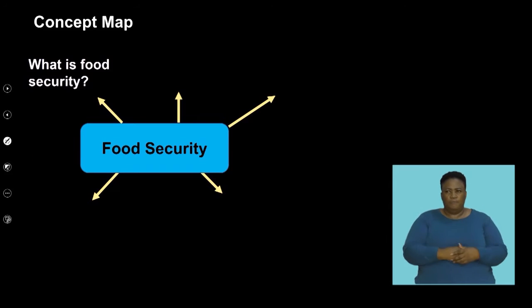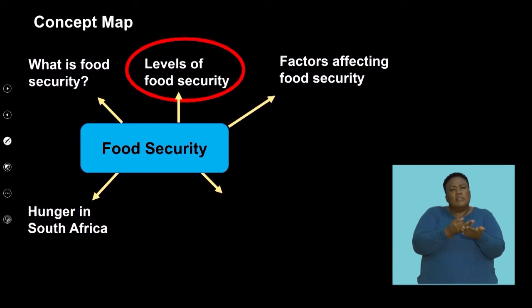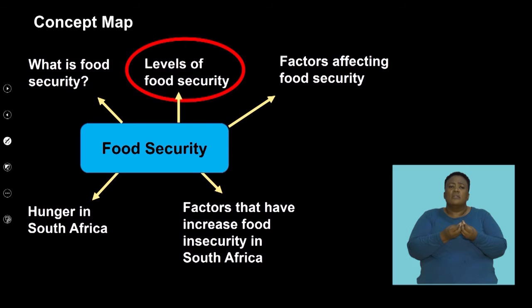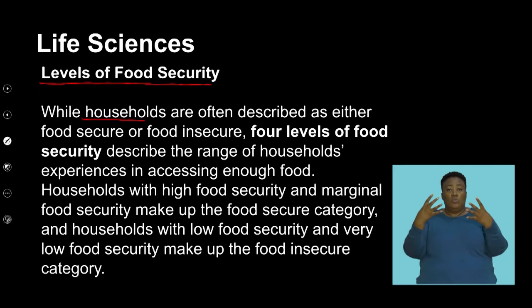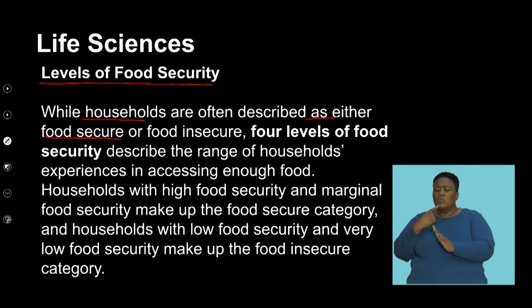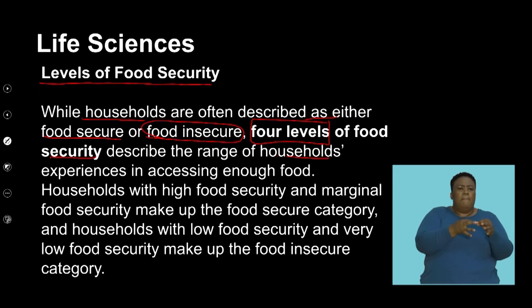Right, so what food security is, is something that we've just been looking at. Let's continue to look at the factors that determine the different levels of food security in our next segment. So when we talk about levels of food security, essentially we're talking about the different aspects of what food security means to a population. So while households are often described as either food secure or food insecure, there are 4 levels that we need to look at that describe the range of households experiencing access to enough food.